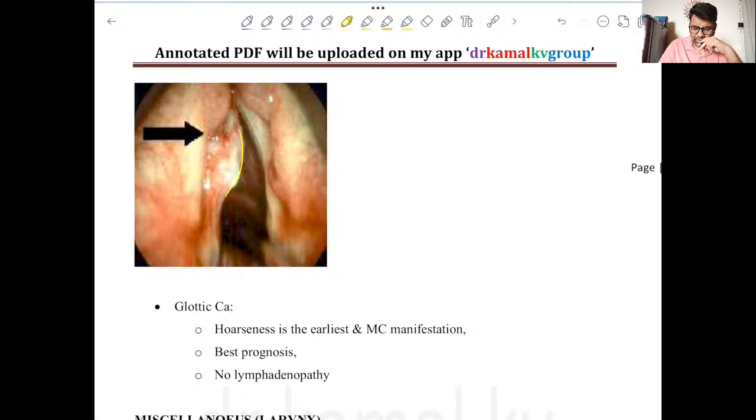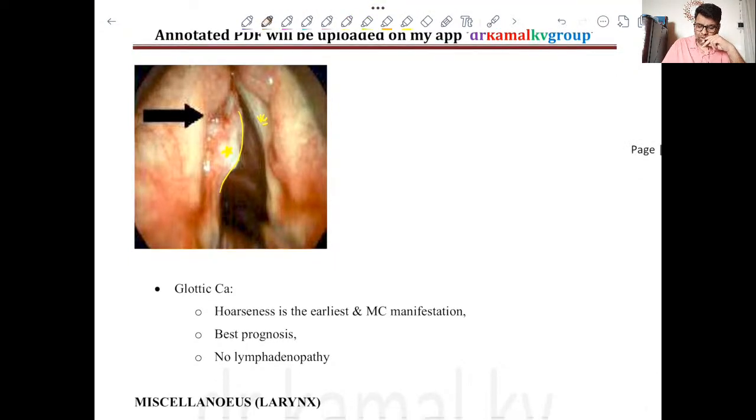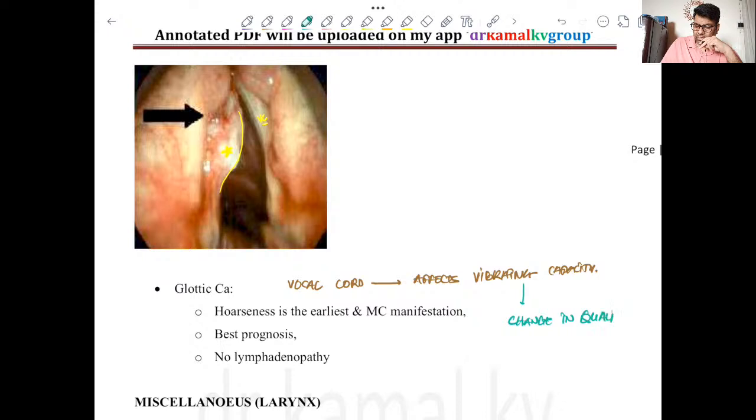It may involve the epiglottis also or any supraglottic area, but the tumor which is involving especially the anterior part of the true vocal cord, right? So this is the vocal cord here, and here you can see that this is the tumor mass. So it is involving the vocal cord, right? And as a result of it, it affects its vibrating capacity, and therefore there is a change in quality of voice, which we say hoarseness of voice.